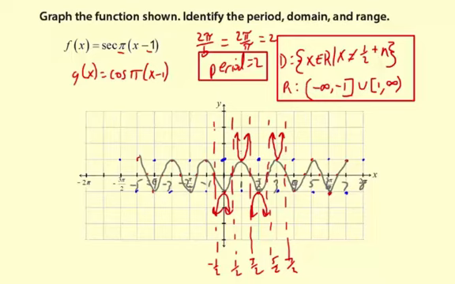So the main point when graphing here is you want to make sure that when you're graphing a reciprocal function, especially secant or cosecant, that you graph its related reciprocal function first. Like in this case, I graphed cosine of pi x minus 1 and then transformed it. And that's really what you want to do when graphing these.